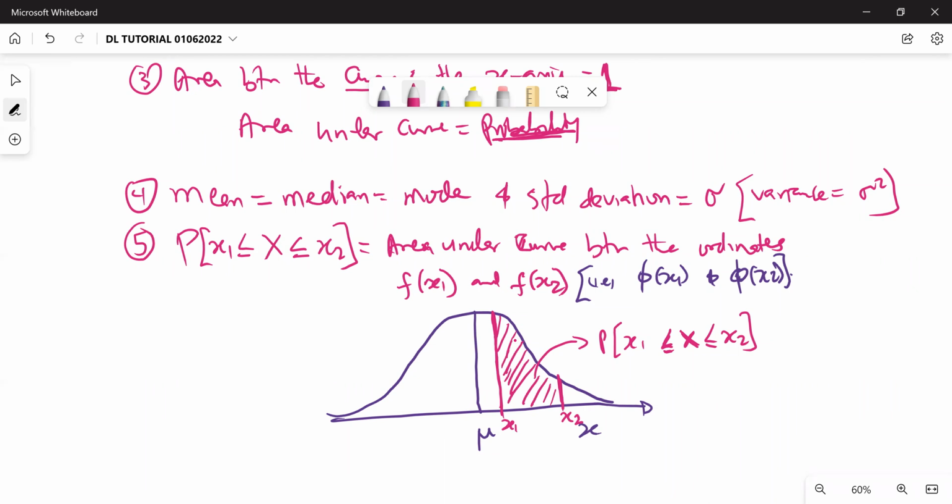So that is property number 5. We are saying that the area under the curve is actually equal to the probability under consideration.